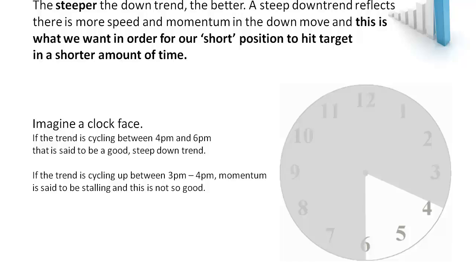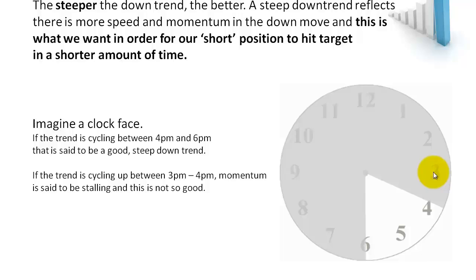So if the cyclicity, the trend, is basically between 4 and 6 p.m. on our clock face here, or indeed the shorter term moving average, it could be the 20, it could be the 10, I'd recommend using the 20 quite frankly. Then if that too is basically between 4 and 6 p.m., that's a very good gauge that we've got speed and momentum. And if we decide to take a short position off the back of it, it is very likely our trade will hit target in a relatively short amount of time.